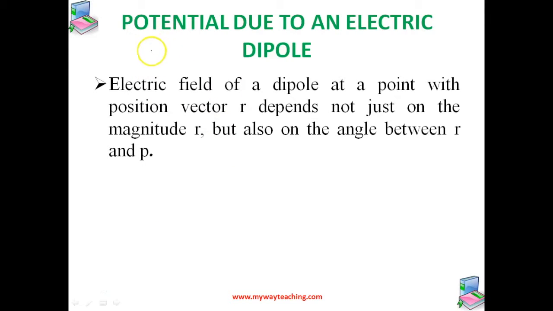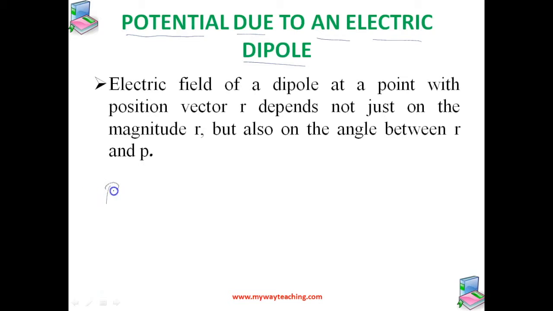In this part, we are going to study about potential due to an electric dipole. You already know what an electric dipole is. Two point charges separated by a distance form an electric dipole, isn't it? An electric dipole consists of two charges q and minus q, separated by a distance 2a, and its total charge is 0. And it is characterized by a dipole moment vector P. We already know that also.